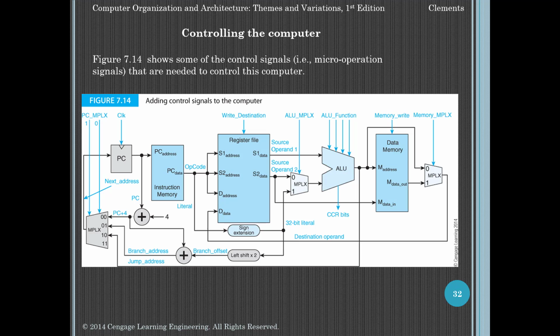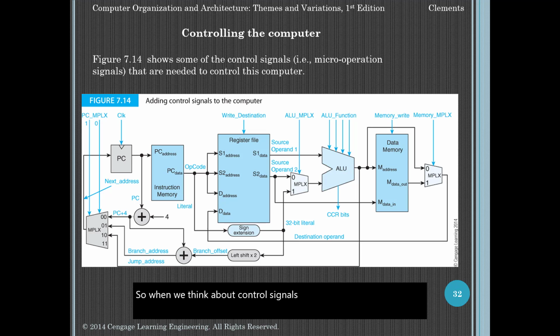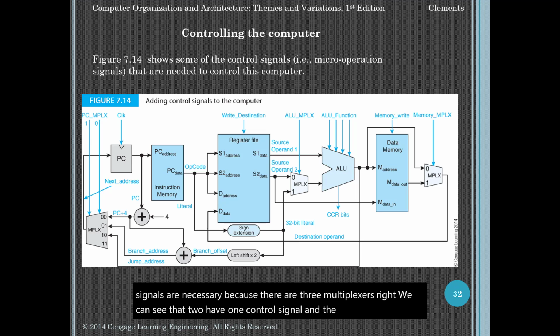So when we think about control signals, 4 multiplexer control signals are necessary because there are 3 multiplexers, right? We can see that. 2 have 1 control signal, and the program counter multiplexer requires 2 control signals because it has to select one of 3 paths. And the instruction memory needs no control signals because it's fed an address from the program counter and it delivers the instruction. And remember, this all goes back to the clock. A single clock is needed to latch that new value onto the program counter at the end of a cycle and to latch data into the register file and data memory.